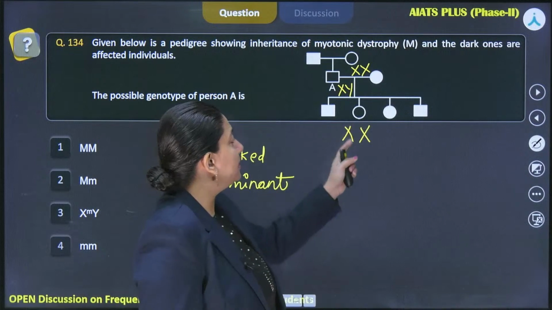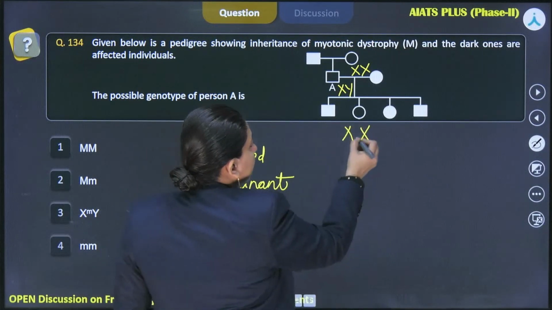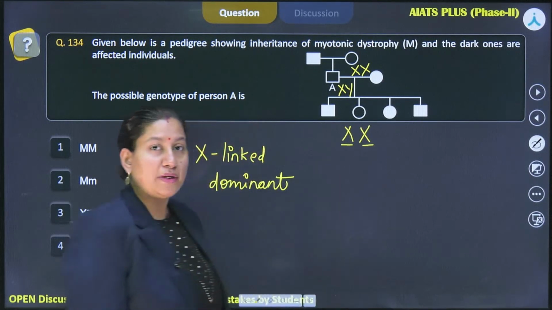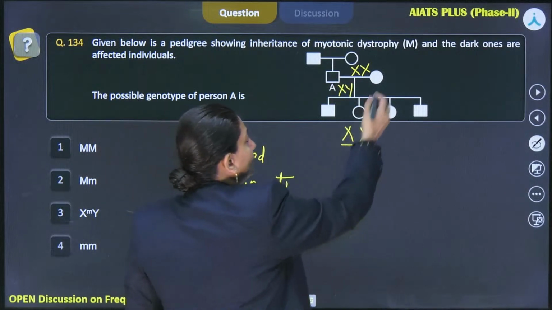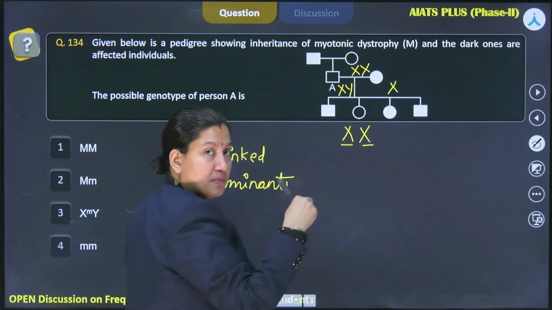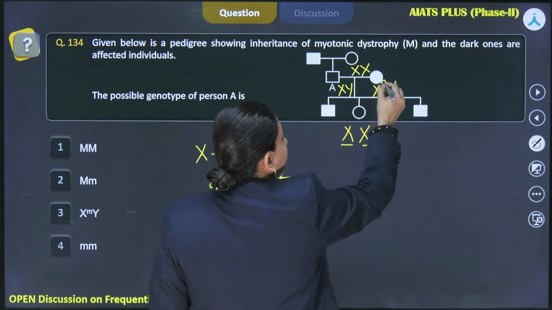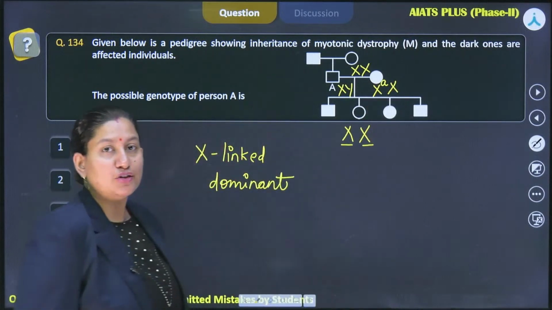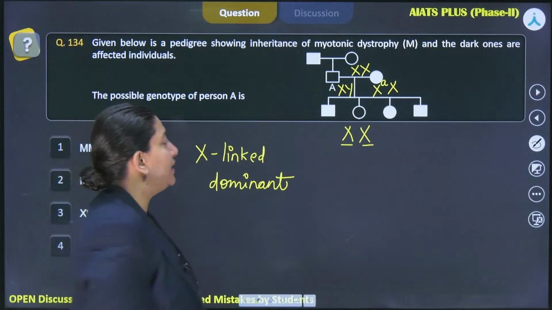Now, on similar grounds, if this female has two X chromosomes, one would be from the father and one from the mother. And because the mother is affected, she must be carrying the disease-causing allele, the dominant one, right?